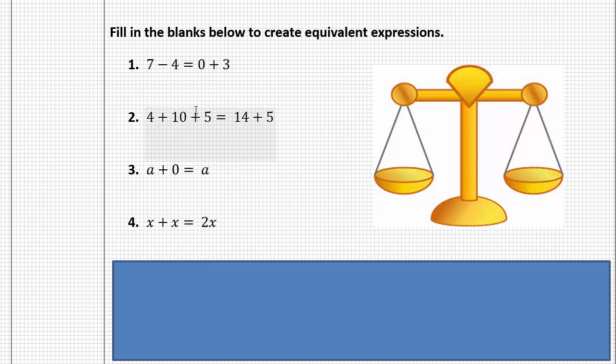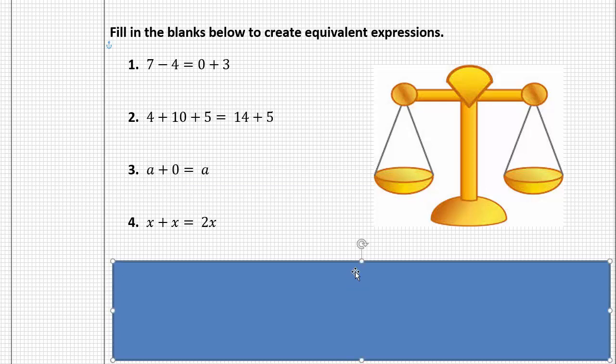Here are 4 places where we have filled in the blanks to create equivalent expressions, meaning that we've created the same value on the left as the value on the right. And as you look through it, they don't all look the same. It's not like we used the exact same numbers. In some cases, we use some of the same values or some of the same variables, but it doesn't have to look the same to be equivalent. The important thing is that the expression on the left has the same value as the expression on the right.